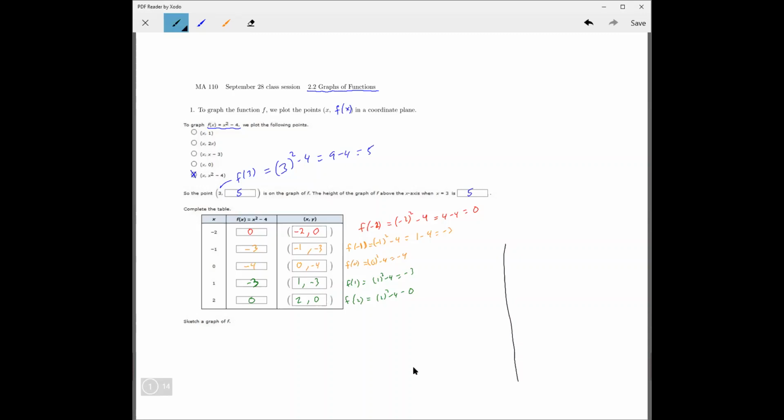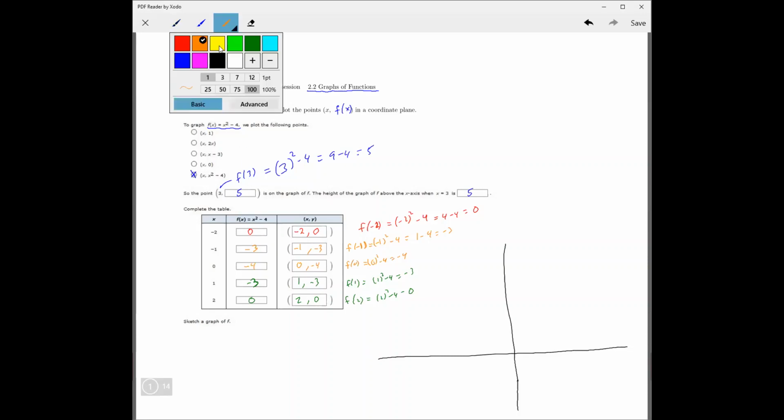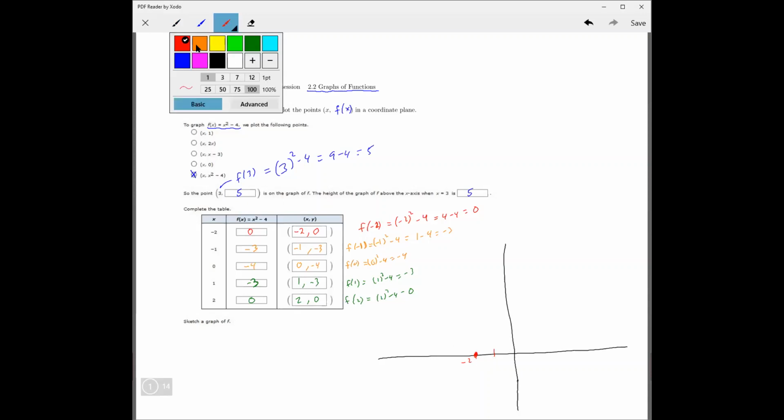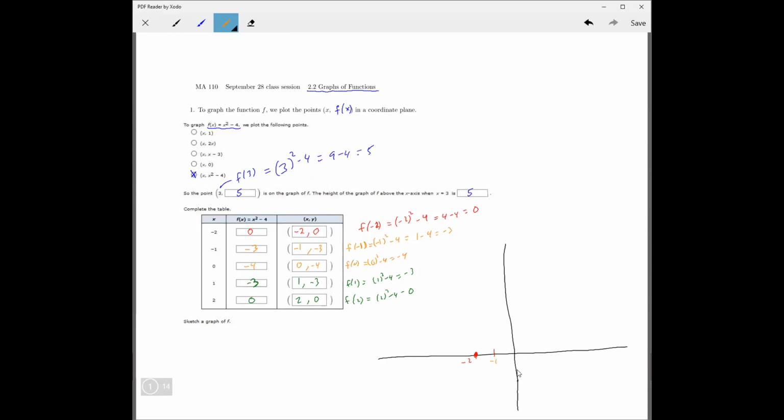So what you want to do is plot each of these points to get a rough idea of how the graph is going to look. I'll start with the first one, -2, 0. We come back here to -2, and that will be on the graph. That's -2, 0 right there. And then -1, -3. There's -1, and then down 3. That's right there, so that's on the graph.